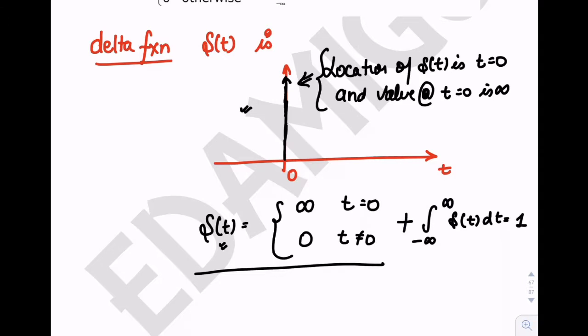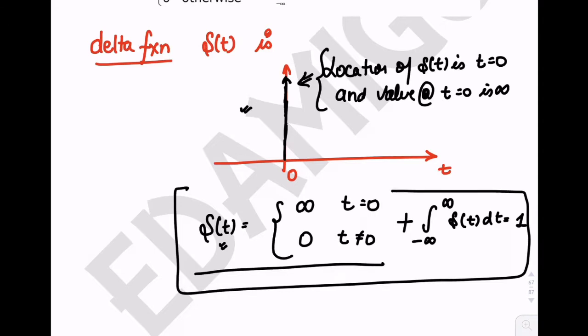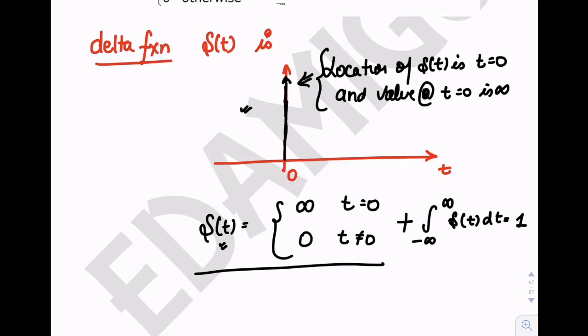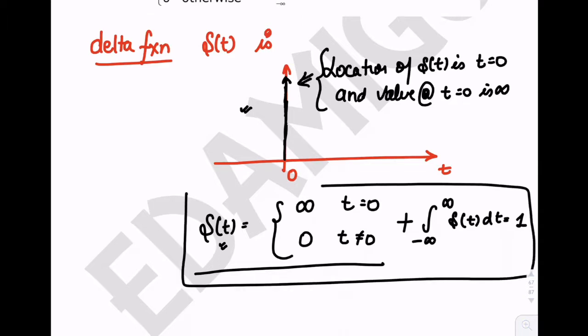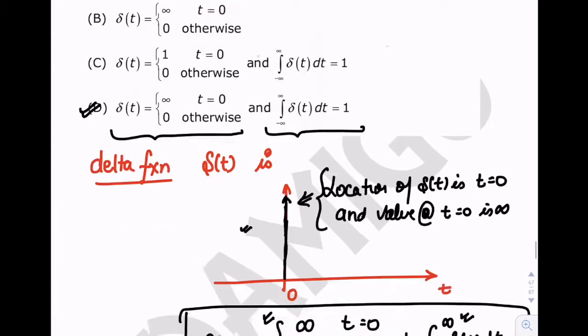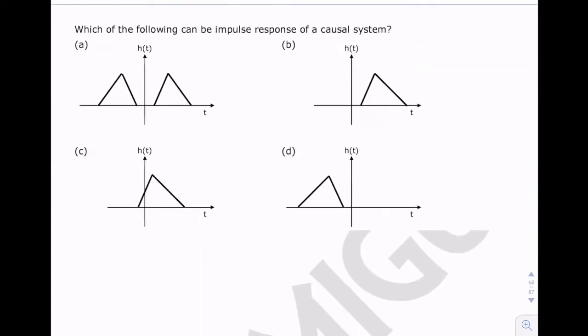So now this completes the definition of the delta t. The definition will be complete only when you write these two things: first the location, and second the area. The area is 1 and location is t equals to 0, and at t equals to 0 the value is infinity. So D will be the correct definition, that is the area is 1 and location is 0, and at t equal to 0 the value is infinity. Now let's move to another question.